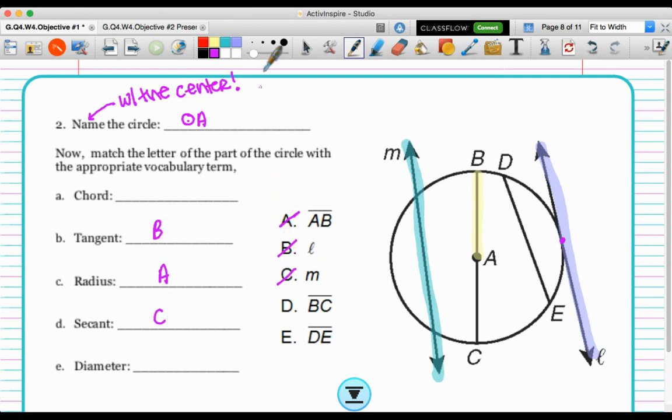Let's see, what else are we looking at? BC. So what is B all the way to C? That's the diameter. And then our last one, yes, we might know it just because it's our only thing left. But DE, it's a segment whose endpoints are on the circle. So E is a chord. Fabulous.